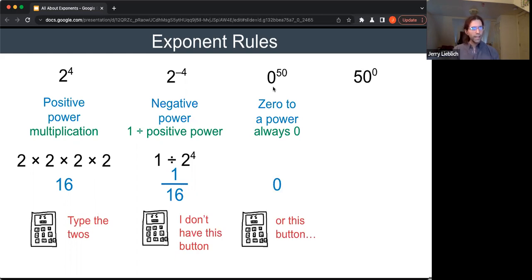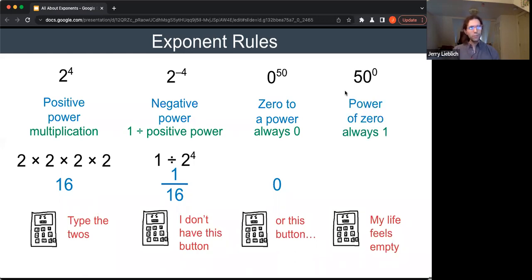But on the other hand, if we have 50 to the 0 power, calculator also can't help us here. We have to know that anything to a 0 power is equal to 1. So a couple rules to keep in mind. How to use a negative exponent: 1 over the positive exponent. 0 to any power is equal to 0. Anything to the 0 power is equal to 1.